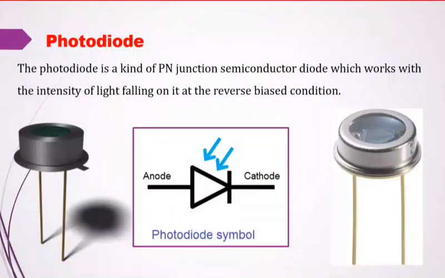Photodiode means it's a kind of PN junction semiconductor diode which works with the intensity of light falling on it at the reverse bias condition. Okay, the same PN junction diode we have taken, and that is connected in a reverse bias condition.